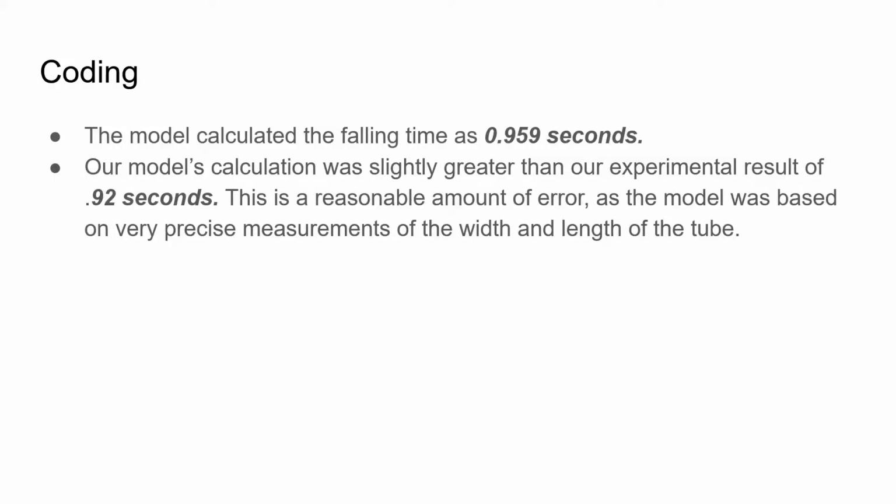So our computational model's calculation for the falling time was 0.959 seconds, compared with our experimental calculation of 0.92 seconds. So the computational model time is slightly greater. However, they're actually very close. This is a very reasonable amount of error, especially given that the model is based on very precise measurements of the width and length of the tube. So very small differences in the amount of foil around the tube would have made a big difference in the amount of time it took for the magnet to descend.